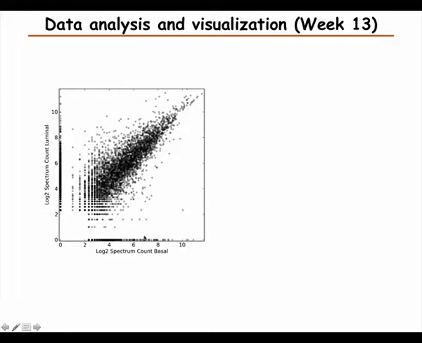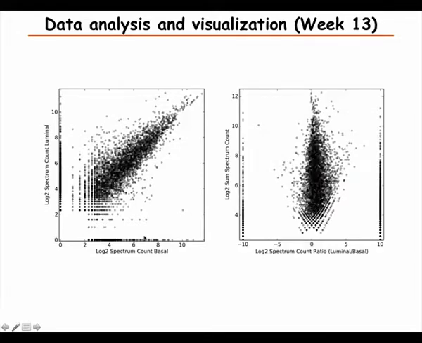And of course we can show this in another way, where we instead take the log ratio on the x-axis. This one is probably much easier to look at and determine which ones are the outliers that are very different between the two.